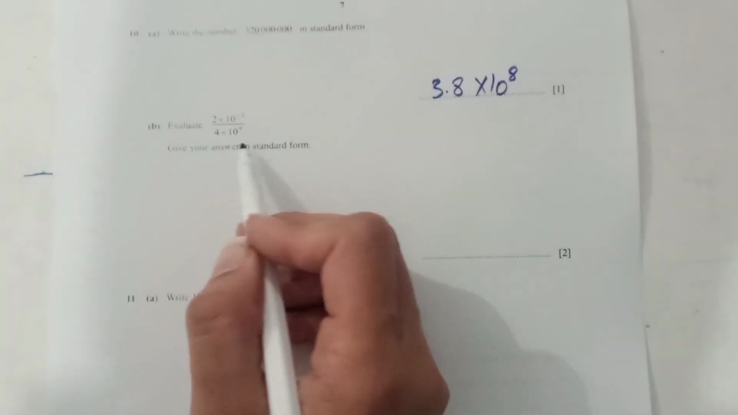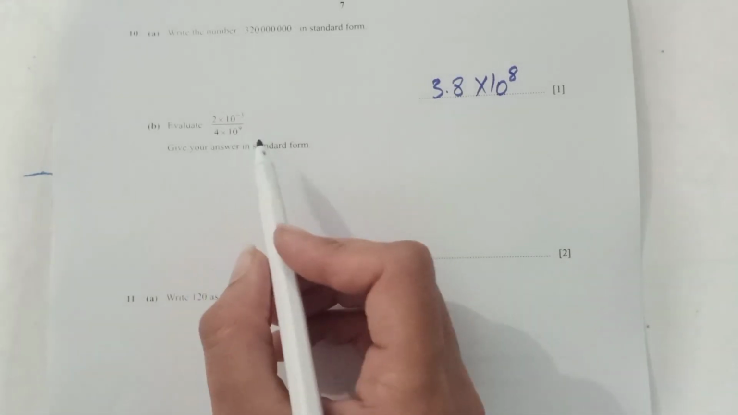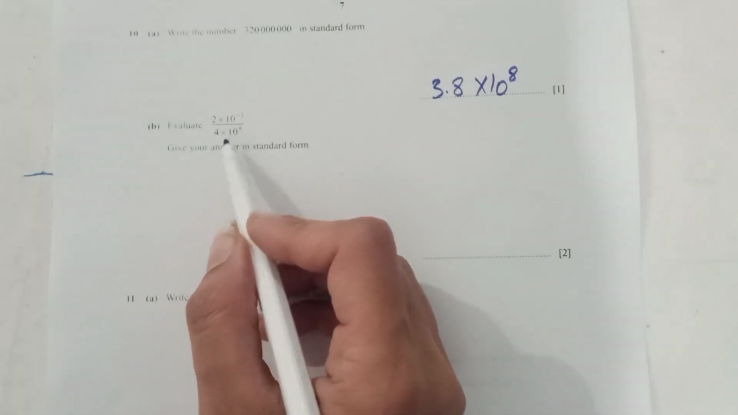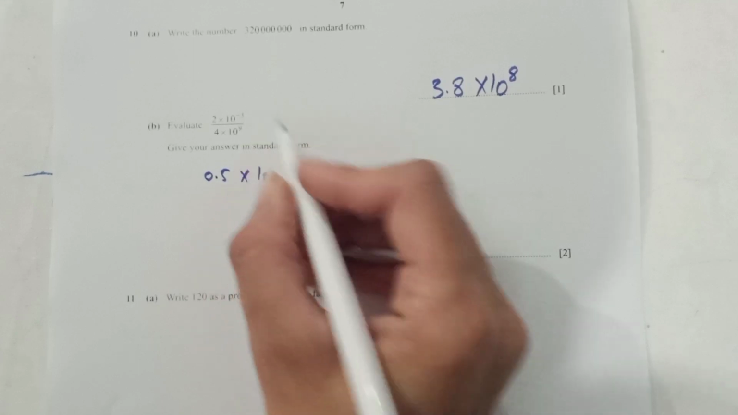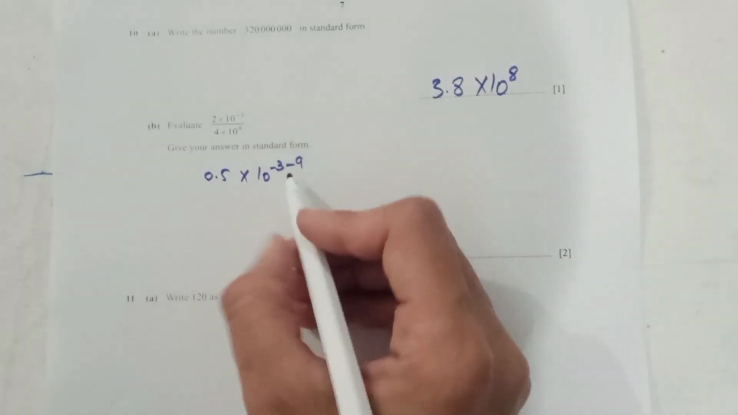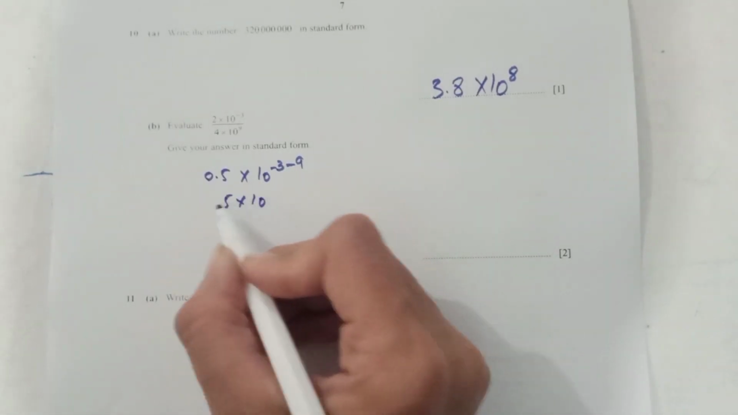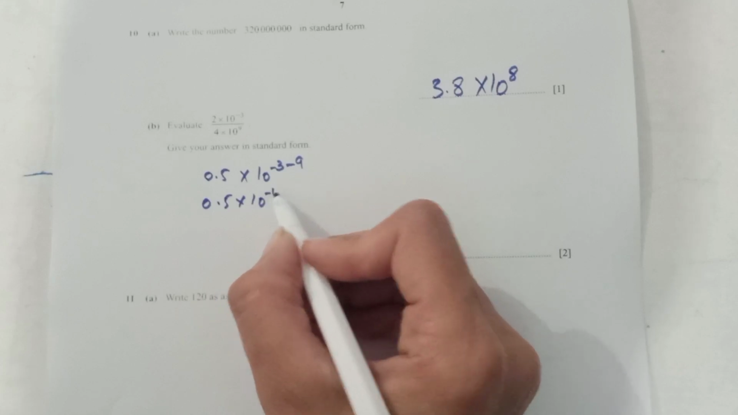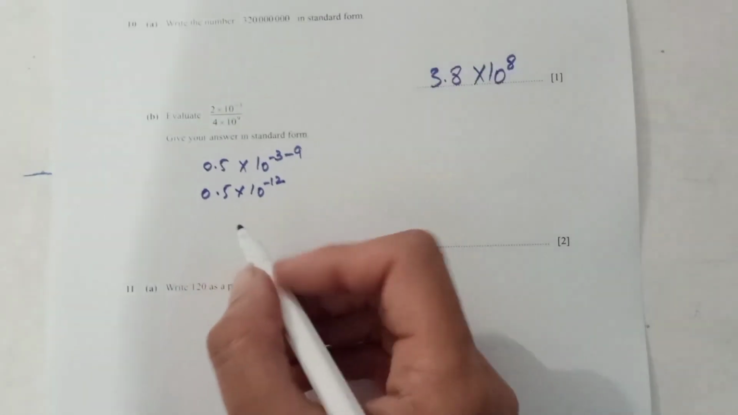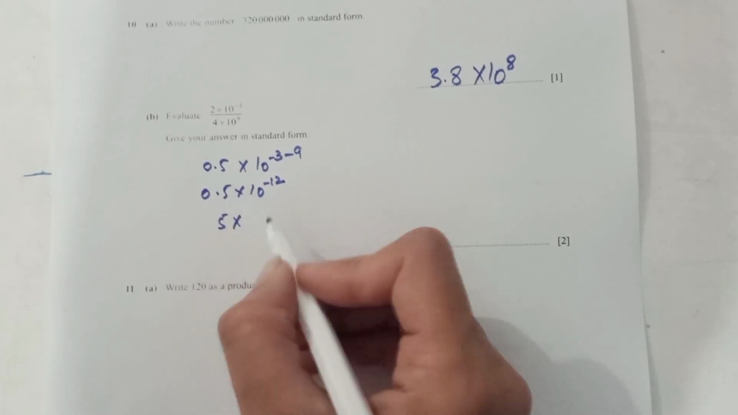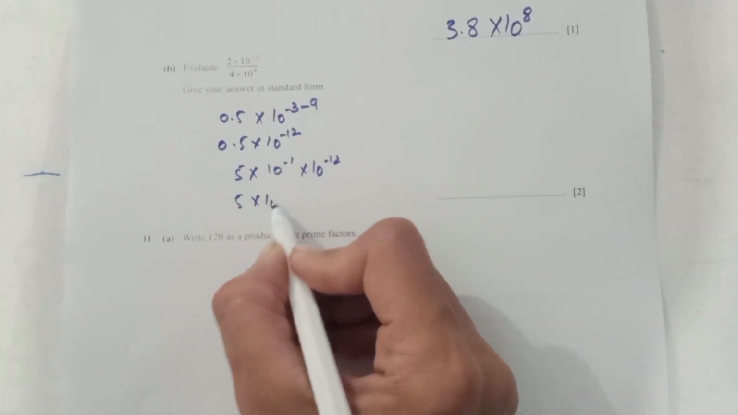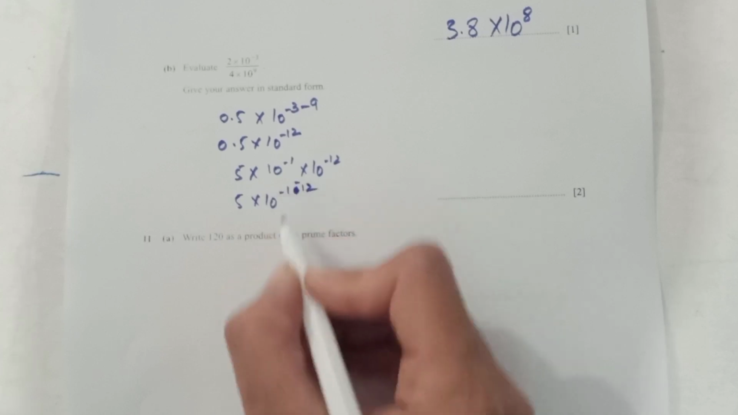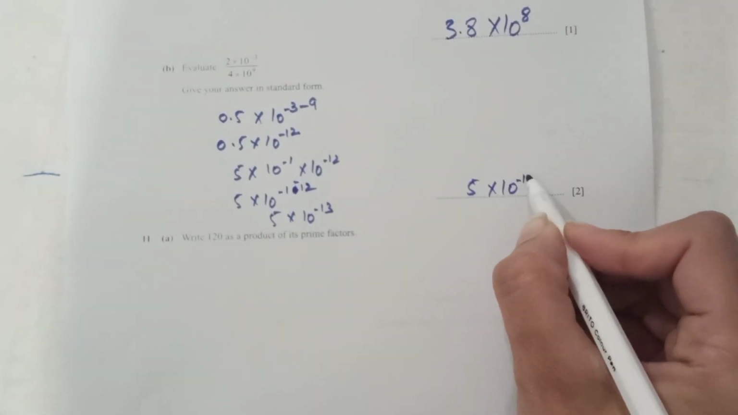B part, evaluate. We have to evaluate and give the answer in standard form. By dividing 2 by 4, we get 0.5, and 10 to the power minus 3 and minus 9, and it becomes 0.5 times 10 to the power minus 12. By writing in standard form, when the point moves that side, it's minus 1 and 10 to the power minus 12. By adding minus 1 and minus 12, we get 10 to the power minus 13. Now the answer is 10 to the power minus 13.